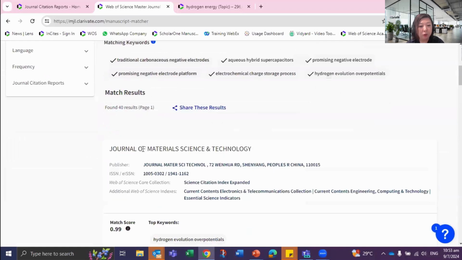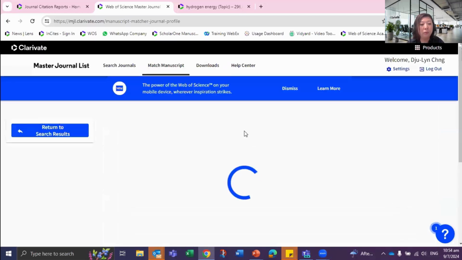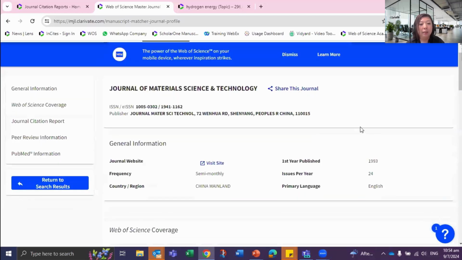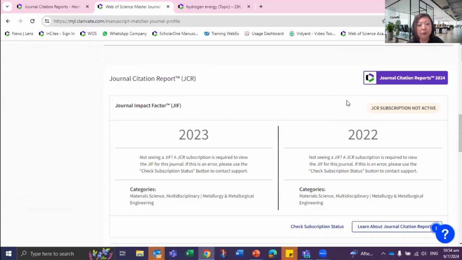And you will have a list of 40 to choose from. Journal of Material Science and Technology has a 0.99 score, very close to 1 already. So great, should be a good home for this manuscript. And this journal is indexed in the Web of Science core collection under SCIE. From here, you can also click through to view a profile page of that journal or our master journal list. This profile page gives you a bit more details. So if your subscription is linked, you would see the journal impact factor at the same time.